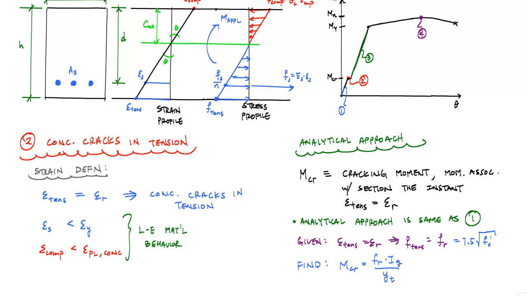And now what we want to do is move on to stage 3. And I would say we're going in order of least importance to most important. So stage 3 I would consider the second most important stage. Stage 4, where we have ultimate behavior, where the concrete strain reaches the compressive rupture strain, that's the most important because that's the stage or point where we design to.